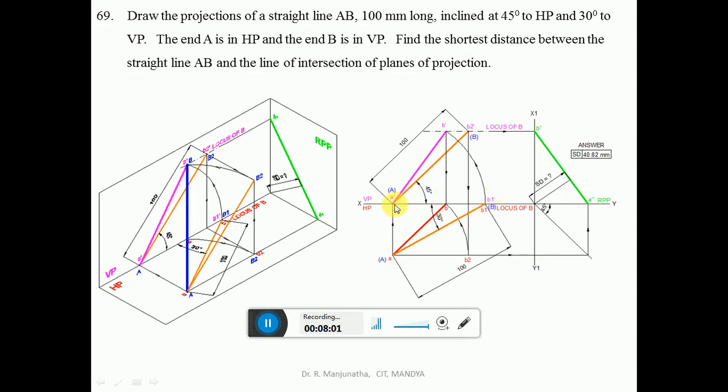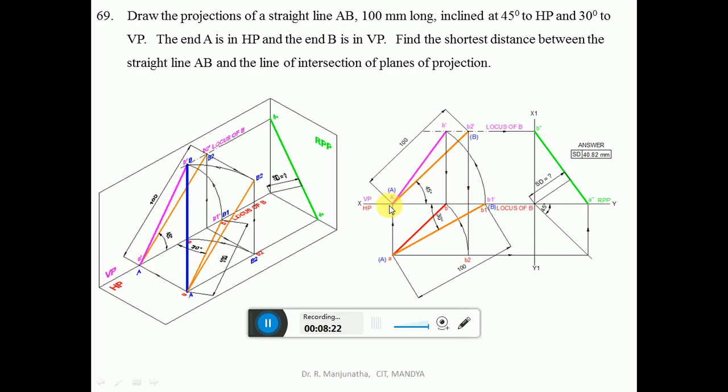So with A dash as center, take the radius of A dash B1 dash, because B1 is not on HP but it is in front, it is above HP by this distance. So with A dash as center, take the radius of B1 dash, draw an arc such that it is going to cut the locus of B in the front view at this point. Then you are going to get this point as B dash.